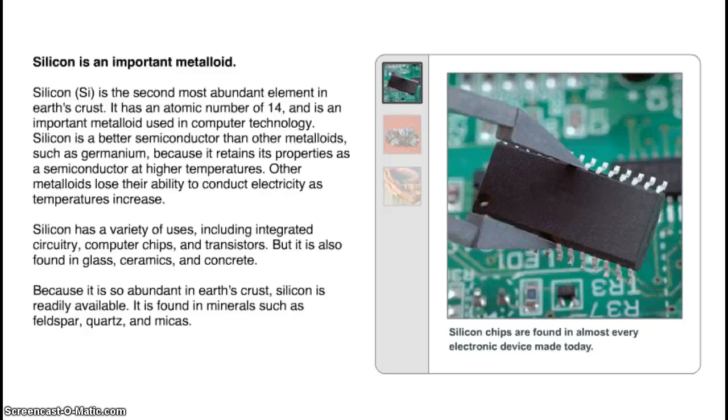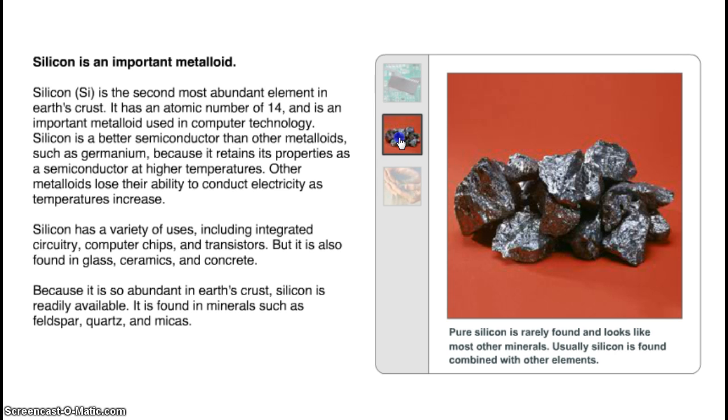Silicon has a variety of uses, including integrated circuitry, computer chips, and transistors, but it is also found in glass, ceramics, and concrete. Because it is so abundant in the Earth's crust, silicon is readily available. It is found in minerals such as feldspar, quartz, and micas. Silicon chips are found in almost every electronic device made today.